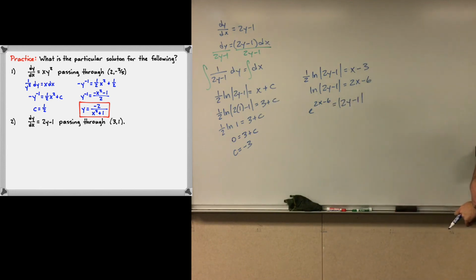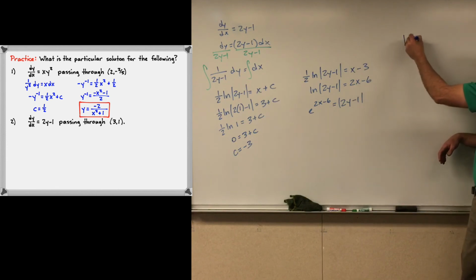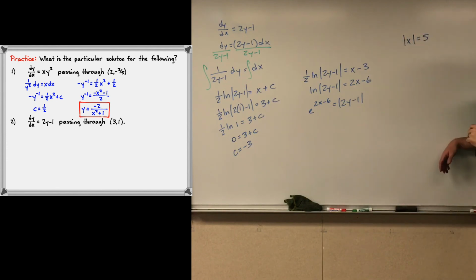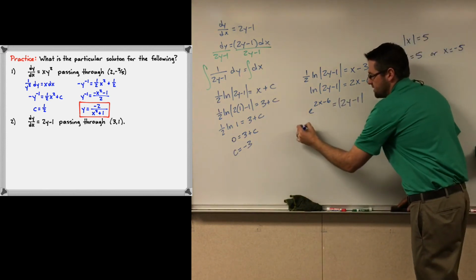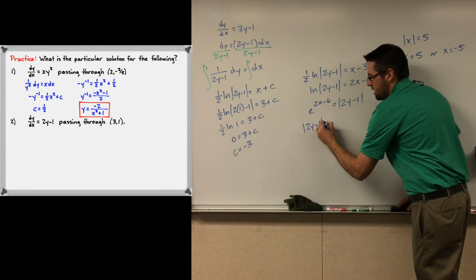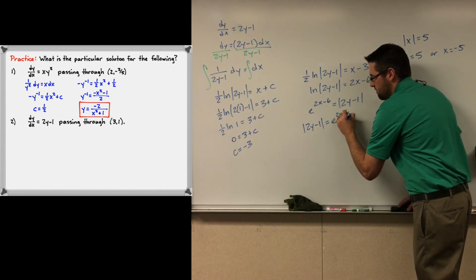That's the value. How do I solve that? Do you guys remember how to solve absolute value functions? All right, if I say the absolute value of x equals 5, what is x? X is 5 or x is negative 5. So you take whatever's inside and you set it equal to the positive version or the negative version. So let me rewrite this as the absolute value of 2y minus 1 equals e to the 2x minus 6, just to flip that over.